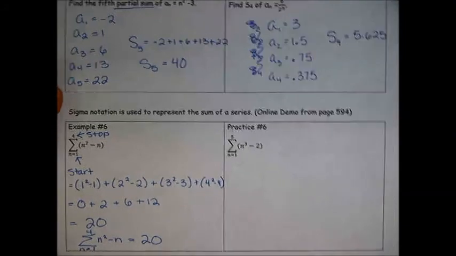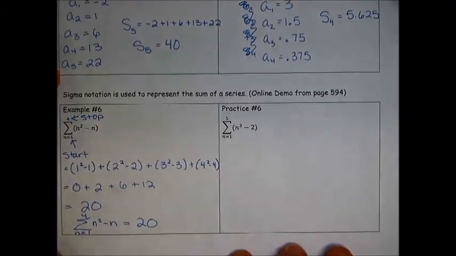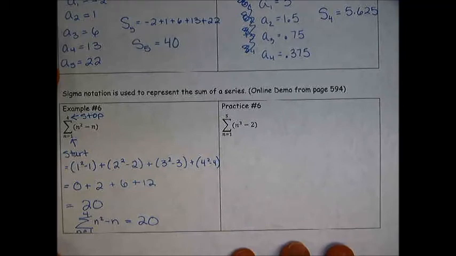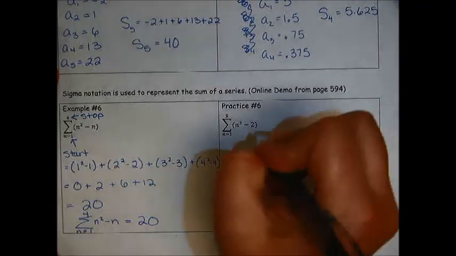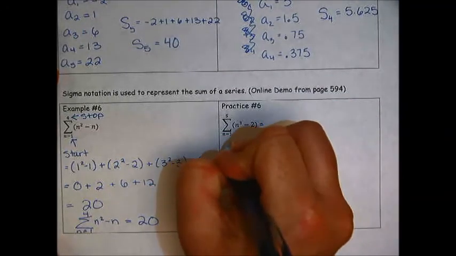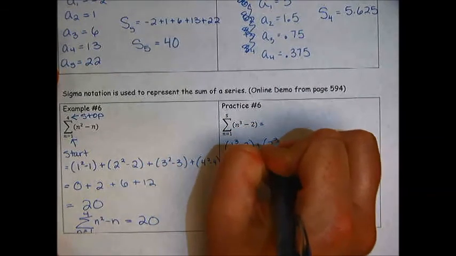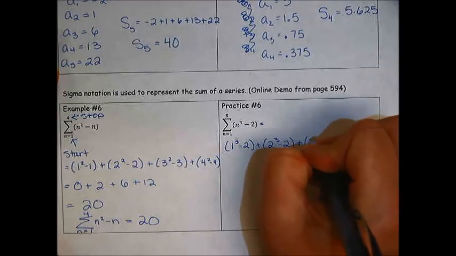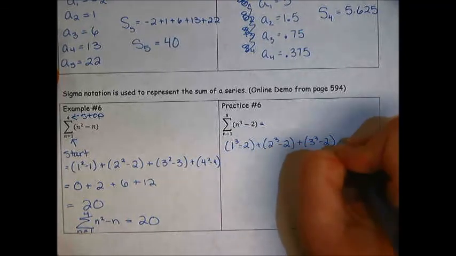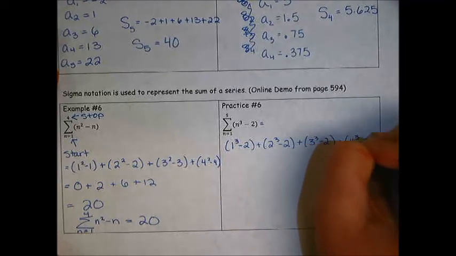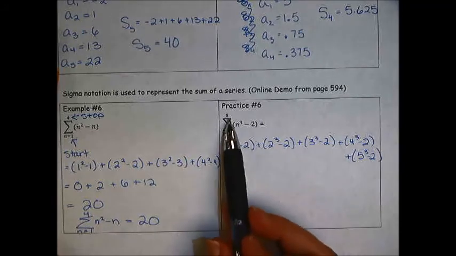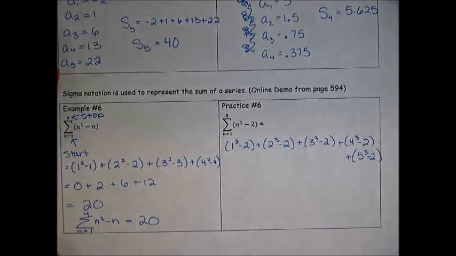One last example, and again you're welcome to pause it and try it on your own, is from 1 to 5, find the sum of n cubed minus 2. So we're going to plug in all those values again. So I'm going to have 1 cubed minus 2 plus 2 cubed minus 2 plus 3 cubed minus 2 plus 4 cubed minus 2 plus 5 cubed minus 2. And I know I want to stop at 5 because there's a 5 at the top of the sigma notation.